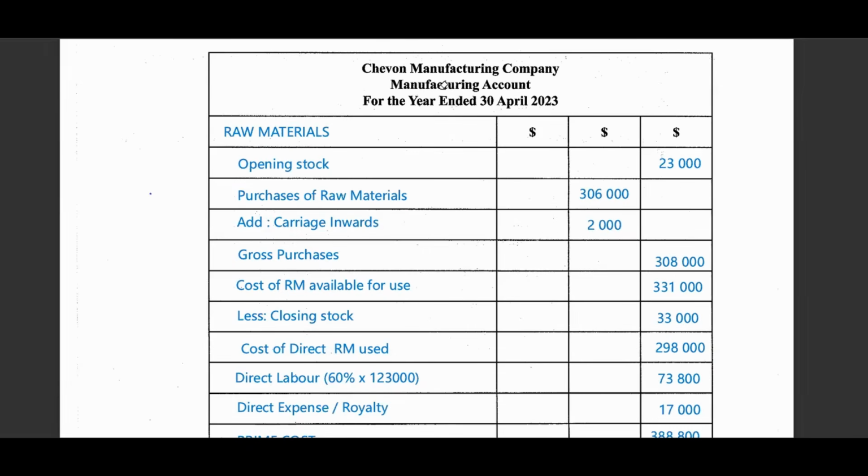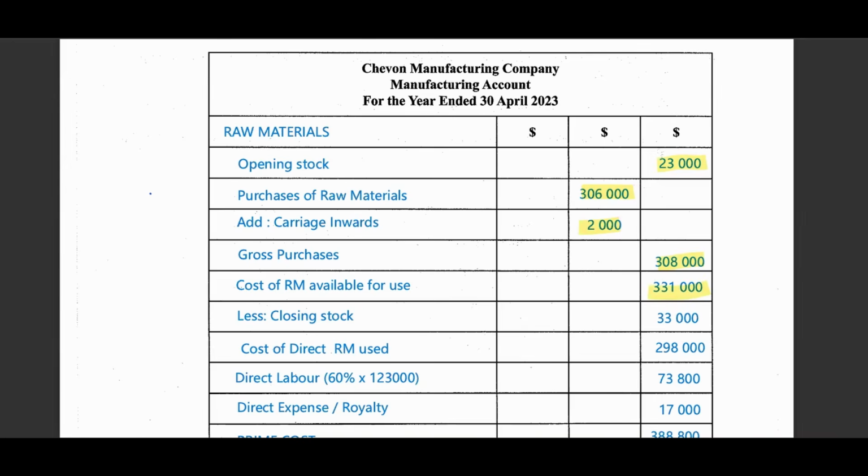Now guys, we had the table already laid out for us with the name and heading, raw materials, opening stock 23,000. Next up, purchase of raw materials 306,000, and we had to add the carriage inwards onto that. Purchase of raw materials, together with the carriage inwards, totals 308,000. That was our gross purchases. Gross purchases plus the amount of opening stock we had from before gave us a total of 331,000, which is the cost of our materials available to use.